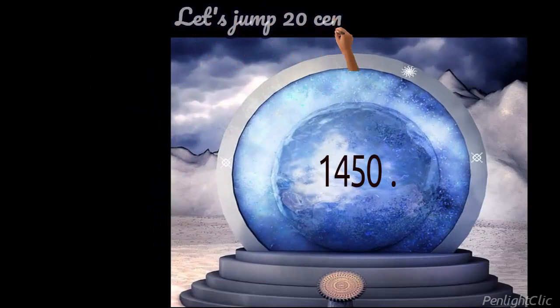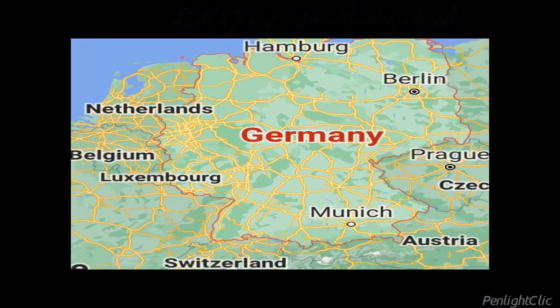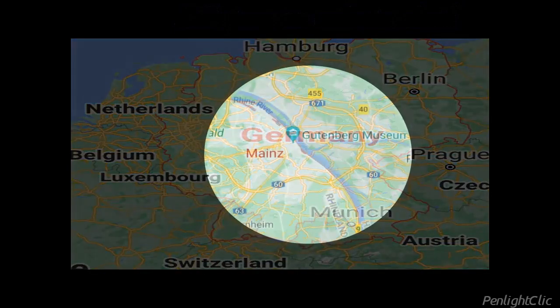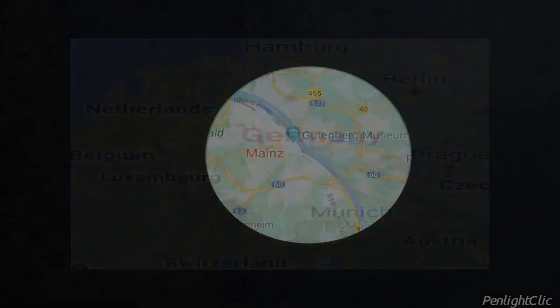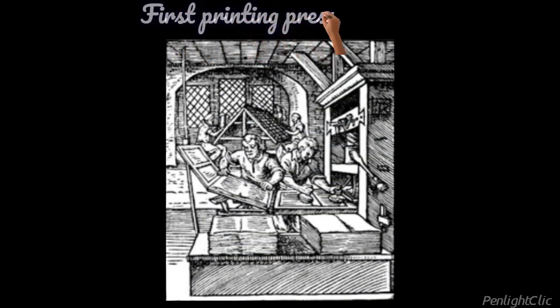Let's jump 20 centuries ahead. In 1450 AD, in Germany, in the city of Mainz, Gutenberg has just developed the printing process. And so, with this invention began the era of mass communication. In 1454 the first book, the Bible, known as Gutenberg's Bible, was printed.